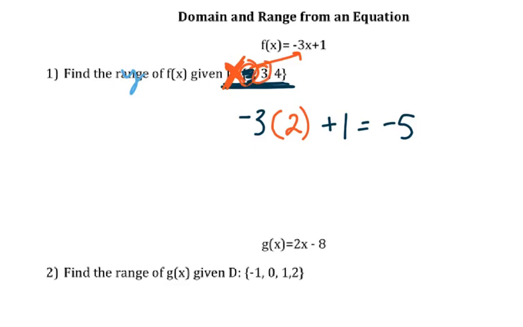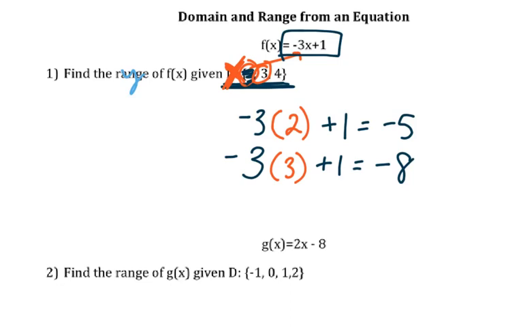Next, I write my equation, I write my function. It's -3. Instead of x, my x value is a 3. Then it says plus 1. -3 times 3 is -9. -9 plus 1 is -8. What that means is that when the x is 3 on this graph, its y value is going to be a -8. So this one is done.